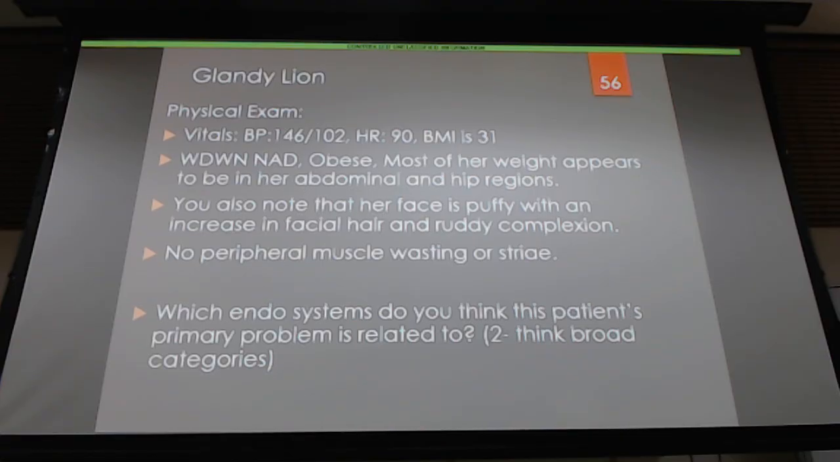Which endocrine system do you think is the patient's primary problem? So think broadly. Not the diagnosis, but which organ is an issue? Kidneys, yeah, adrenal too. What's another organ? Pituitary. What else? One more. Thyroid. I like it. Perfect.